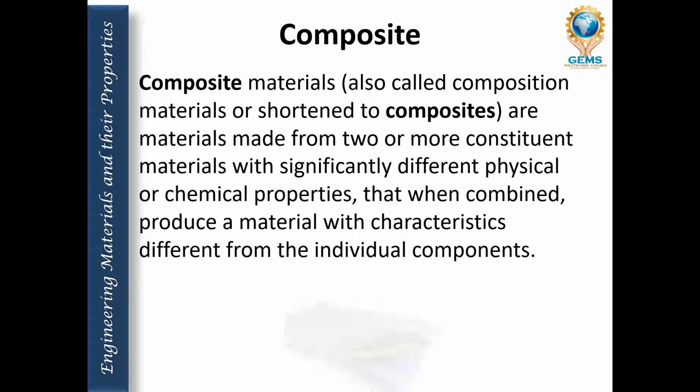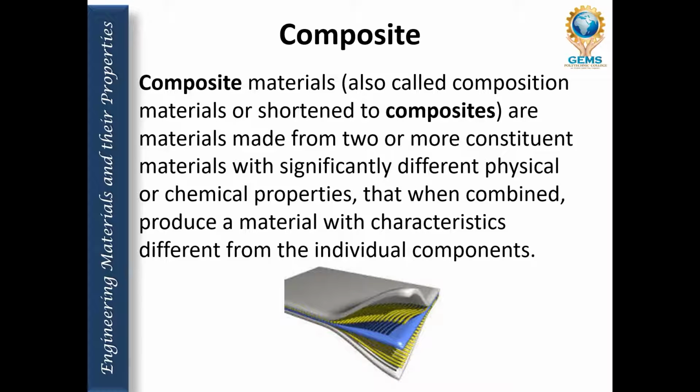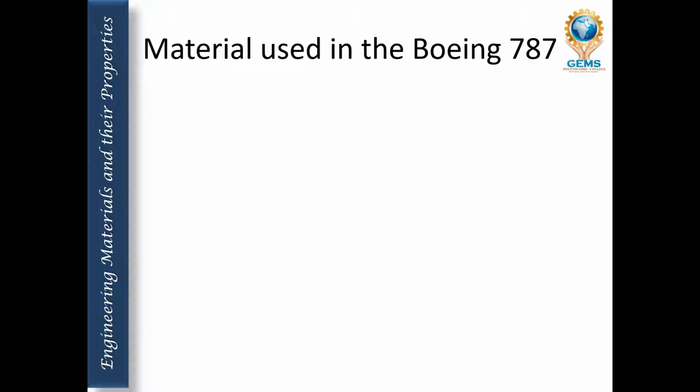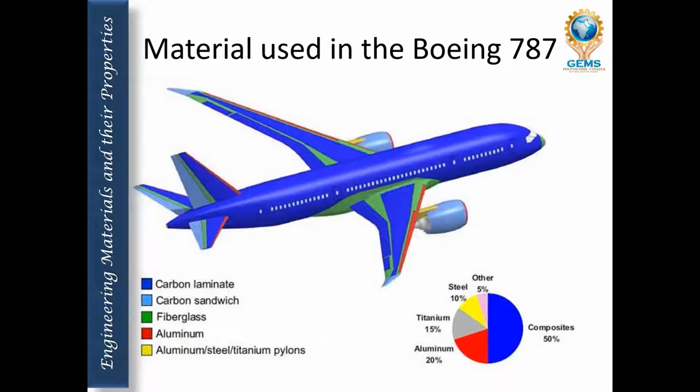This is an example of a composite material: the material used in the Boeing 787. We all know flights. Nowadays, during this pandemic situation, the only way of transport is air transport, going in the flight. Many of you would have traveled in Boeing flights, and many of you would not have.